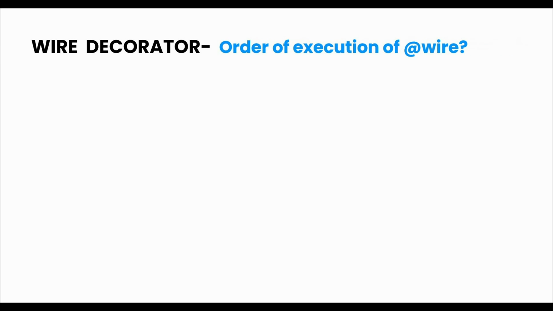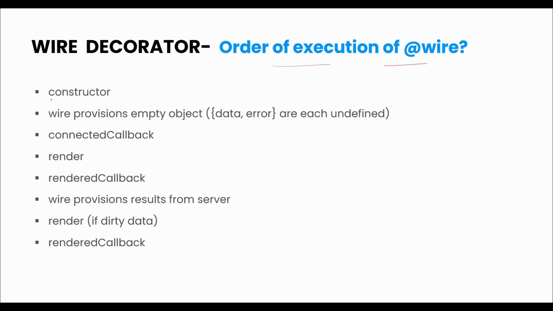Alright? Now, next question you might be getting, what will be the order of execution of wire decorator with lifecycle hooks? I mean, when this wire decorator will call first and second time. So always first constructor will call, then wire decorator will call and initiate a data request and returns empty object. And then component execution will move forward and call connected callback lifecycle hook. And then render and rendered callback will call. And then whenever wire decorator get data from server, then it will call again. And after that, render and rendered callback will also get called again.